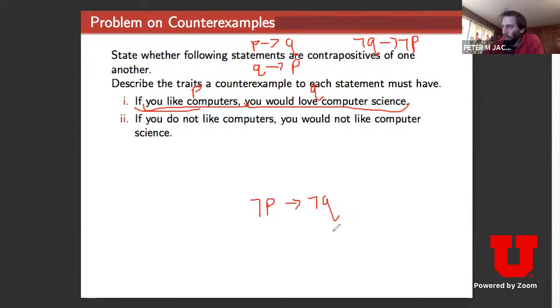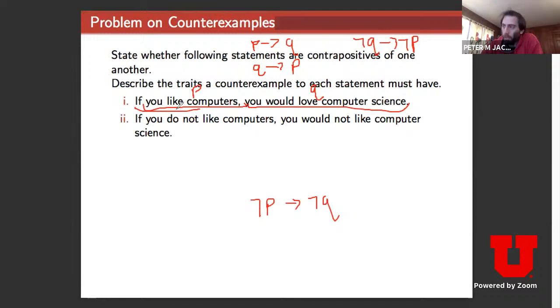If you do not like computers, then you do not like computer science. So that's the inverse. And then let's look at one for a counterexample. It says, if you like computers, you would love computer science.